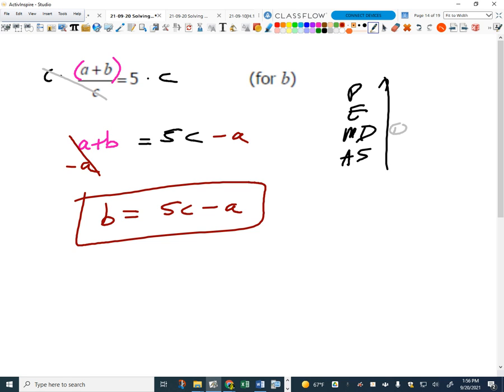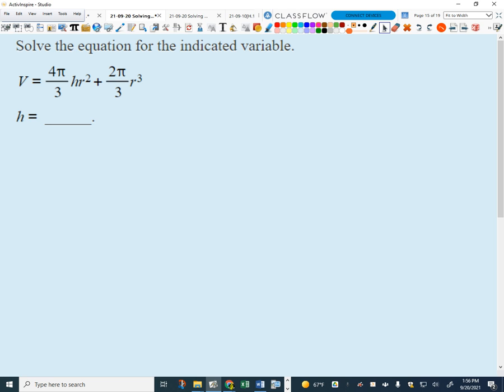Okay, I'm going to give you this. It's a doozy. This is a tough one. How about this? What the heck is this? I don't know, that's a weird geometry. That's a volume. That'd be a pretty weird shape. I'm not sure what that looks like, but it's pretty bizarre. They give us the volume: V equals 4/3 pi H R squared plus 2/3 pi R cubed, right? We're supposed to solve this for H.